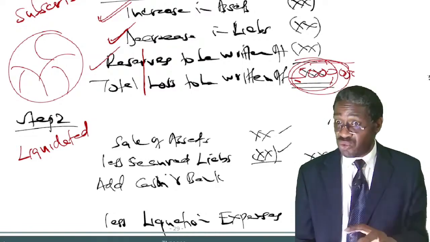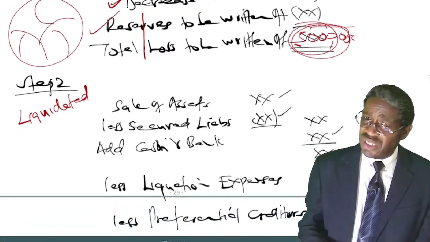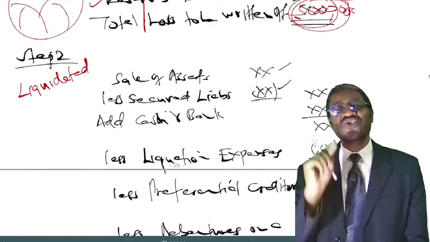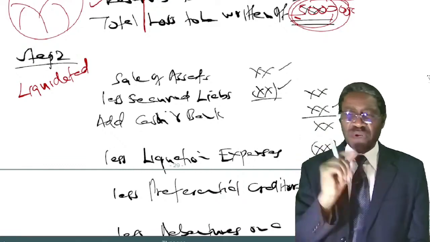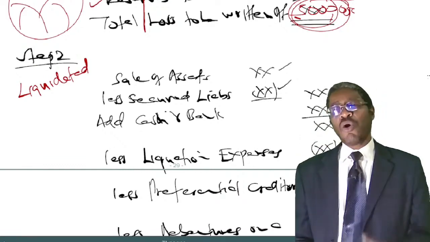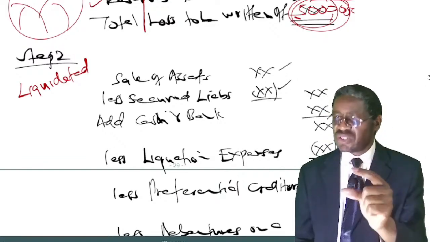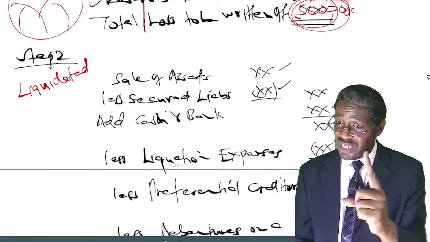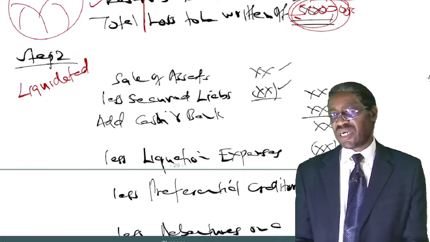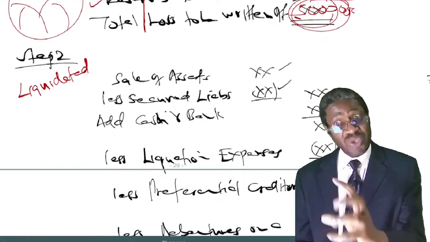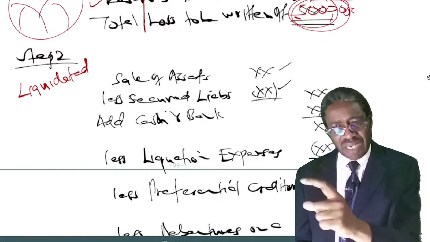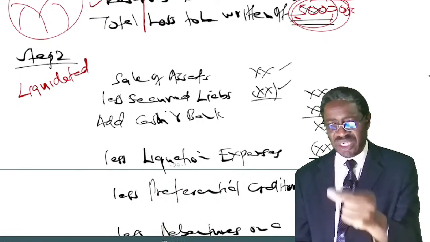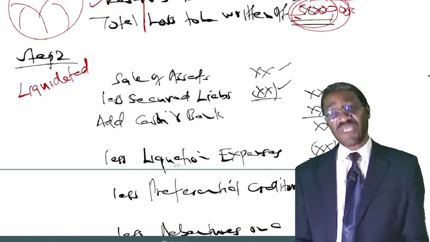We now go to step 2. So step 2 now, we said you prepare a distribution statement of the sales proceeds from the sale of assets, on the assumption that the company is liquidated. We are not liquidating, but on the assumption that the company is liquidated, you prepare a distribution statement of the sales proceeds from the sale of assets.